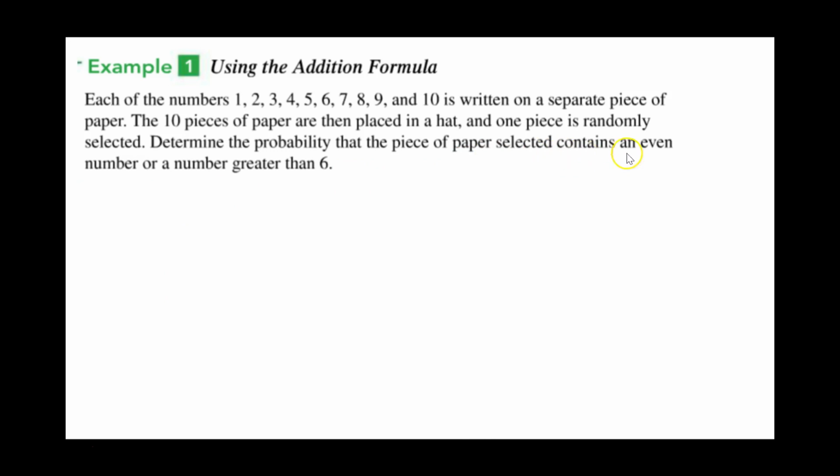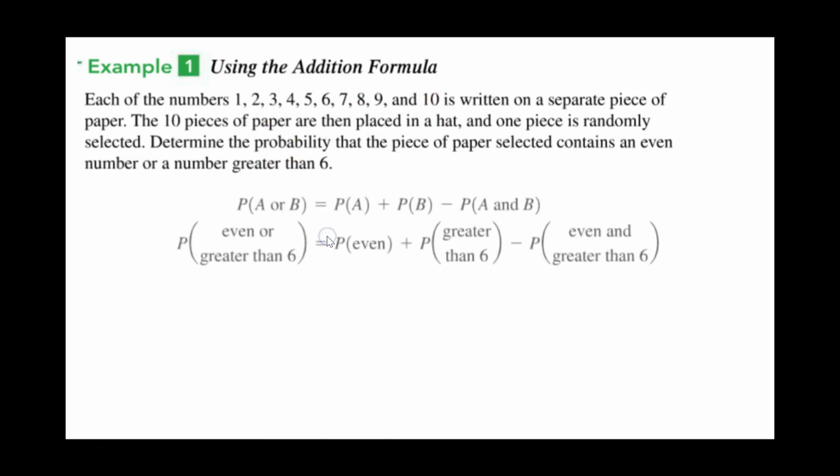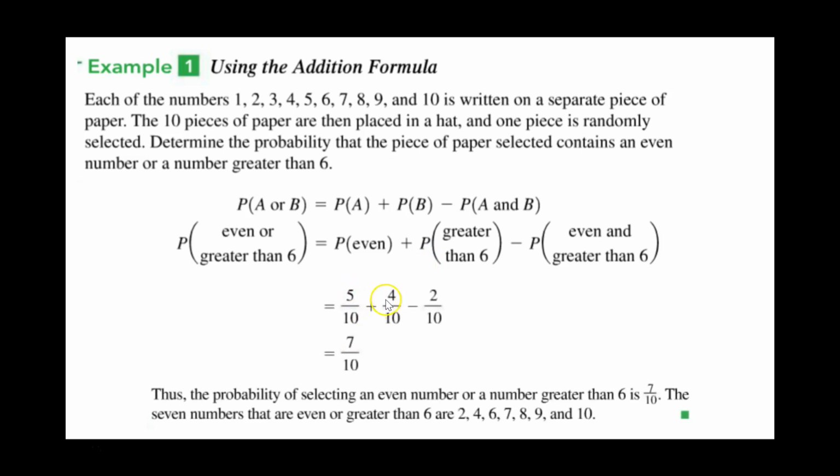Whatever comes before the "or" is considered to be my first probability. So determine the probability that the number is even. In this list, how many even numbers do we see? 1, 2, 3, 4, 5. So it'll be 5 out of 10. And then we need to find the probability of a number greater than 6. So 1, 2, 3, 4. So this would be 4 out of 10. So 5 out of 10 plus 4 out of 10, and then minus 2 out of 10.